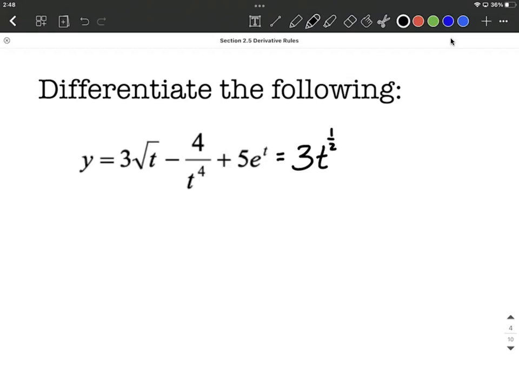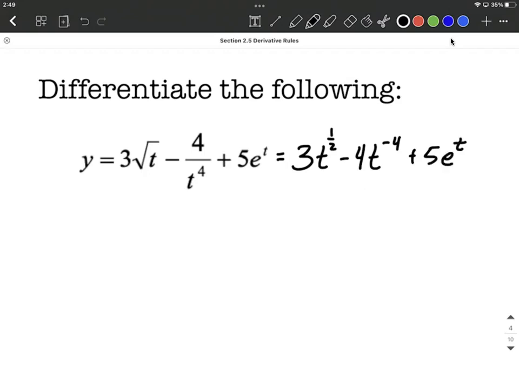as an exponent. Next, for that next term, I'd like to use the power rule whenever possible to take derivatives. So instead of having t to the fourth in the denominator, I want to move that up to the numerator, and to do so I'm going to have to make that a negative exponent. So t to the negative fourth is equivalent to t to the positive fourth being in the denominator. Next, we'll bring along that last term, the 5e to the t.